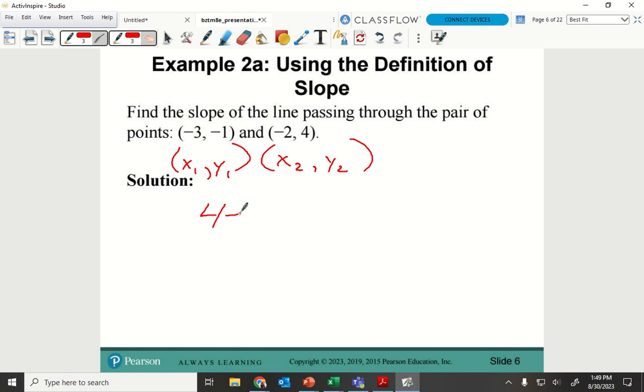4 minus, okay, y1, which is right here, -1, over x2 minus x1, which is -3. There you go. So we're plugging in our numbers as we go. And I plugged in using parentheses because a negative and a minus sign together gets super confusing. I don't want you guys to get confused like that. So, minus a negative.